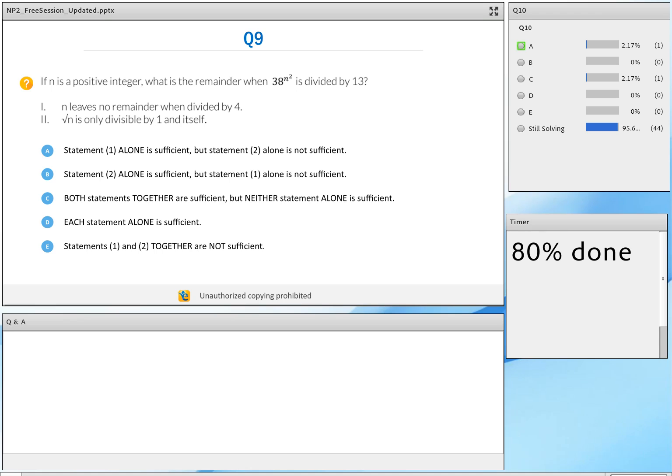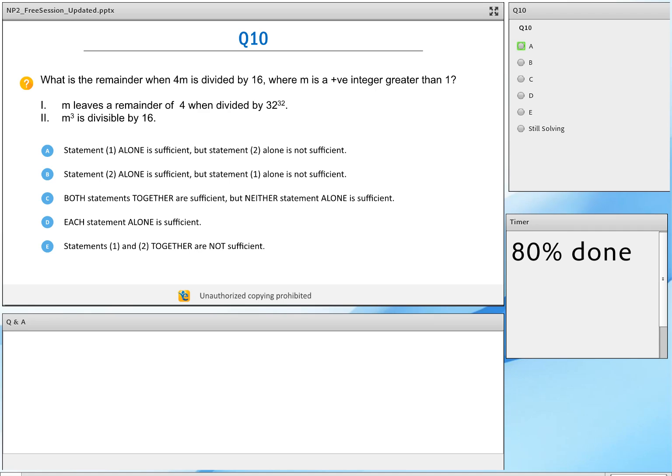So let's get to about 80, 90 people saying still solving. I have 60, 62, 65, 70. Wow, I love the pace. 80 and close to 90 people saying still solving. Here's the next question. Here's question number 10. Good.